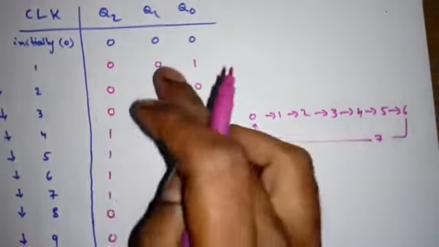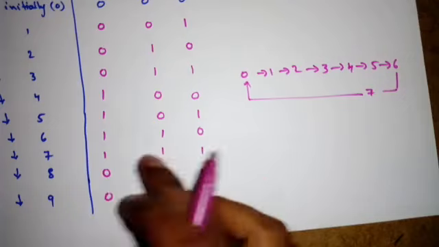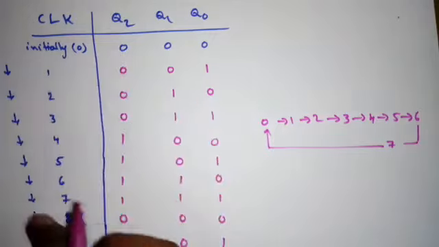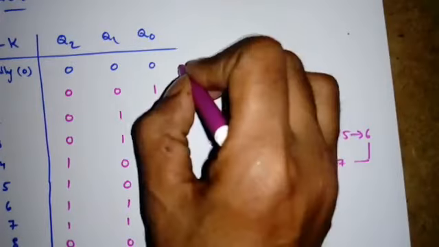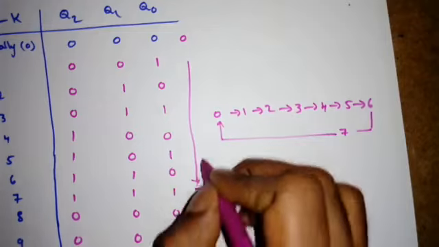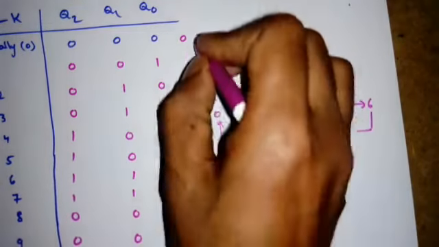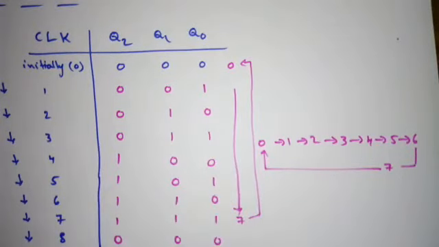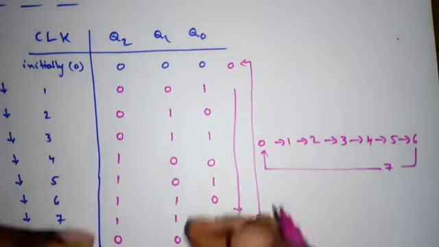Now how many states is it counting? 000 to 111, and it comes back to 000 when we apply the 8th clock. So it is counting 8 clock pulses, or it is going through a sequence 0 to 7 and coming back to 0 again, something like this, right? So this is a mod 8 ripple counter, and it is doing the up counting.